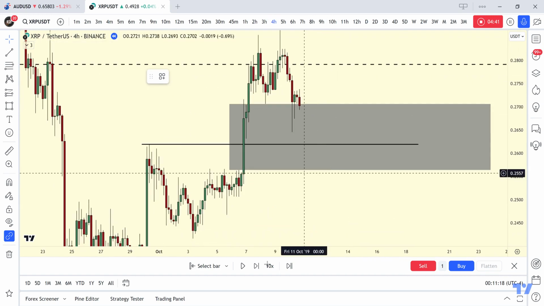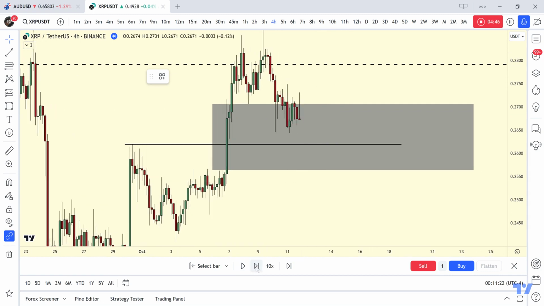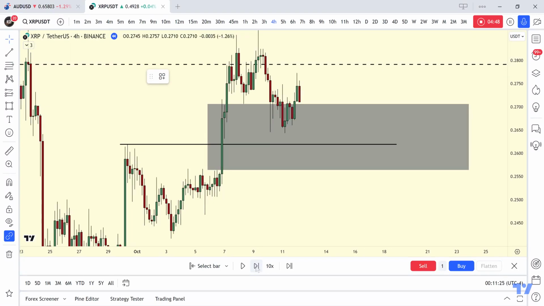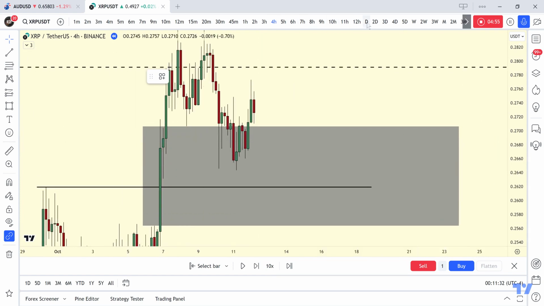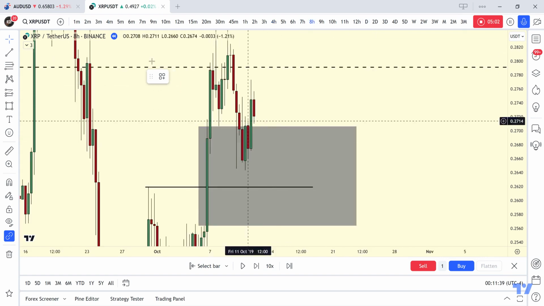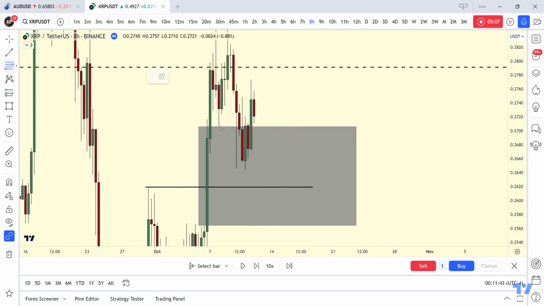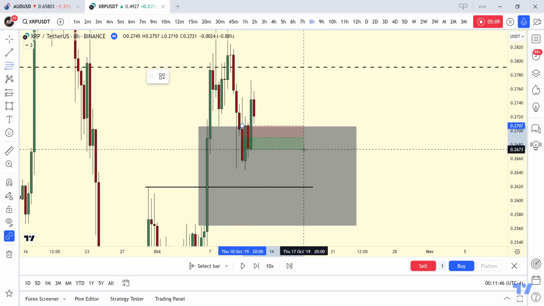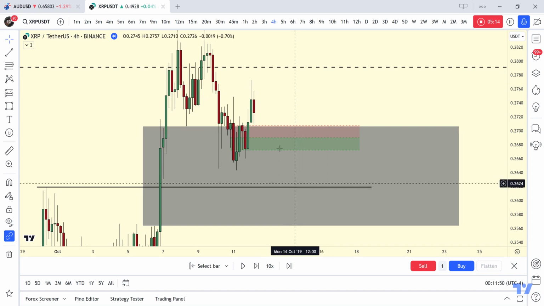Okay, so 4 hours coming down. I think we can come down more. Okay, when this gap and we break up, I would like to go to the daily, maybe the 8 hours. Okay, I'm going to define this. Okay, I'm going to define this 8-hour order block here. Okay, and go back to the 4-hour.